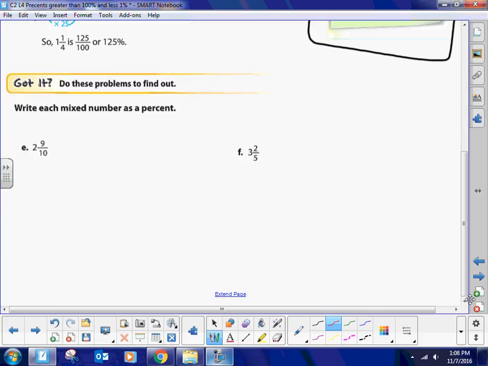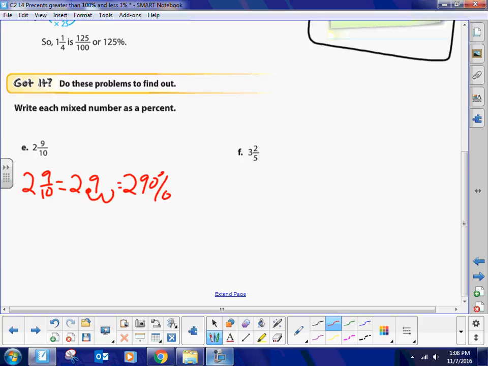Okay? 2 9/10. First thing, let's turn this into a decimal because that's the way you want to go. 2 9/10 is equal to, well, it's just in the tenths place, so you got 2.9. Then you want to change this into a percent. You just move the decimal over 2 points to the right, and you get 290%.